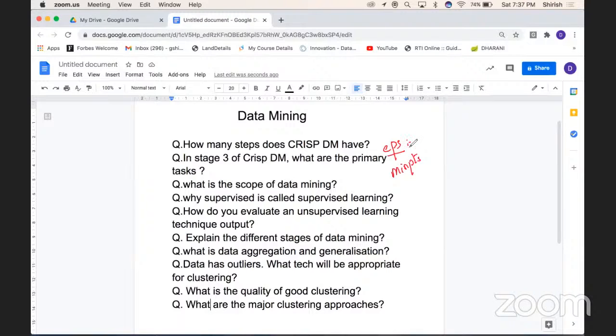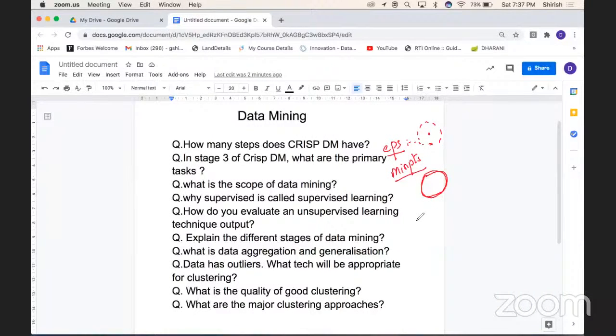So EPS is nothing but the radius of the neighborhoods around the data point. This is a data point, this is a radius. So what is this minimum points? It is a minimum number of data points. How many data points you want in a neighborhood so that you define it as a cluster.